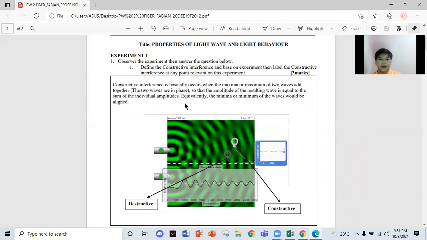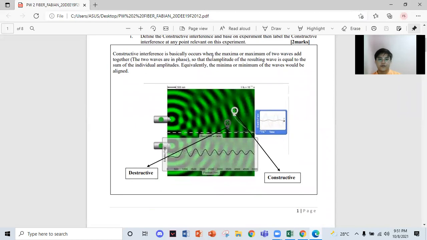So therefore the constructive interference is basically occurs when the maxima or maximum of two waves add together. So the two waves are in phase, so that the amplitude of the resulting wave is equal to the sums of individual amplitudes. So equivalently, the minima or minimum of the wave would be aligned. So untuk constructive interference dia adalah yang putih ini. Oke, ini adalah constructive interference.